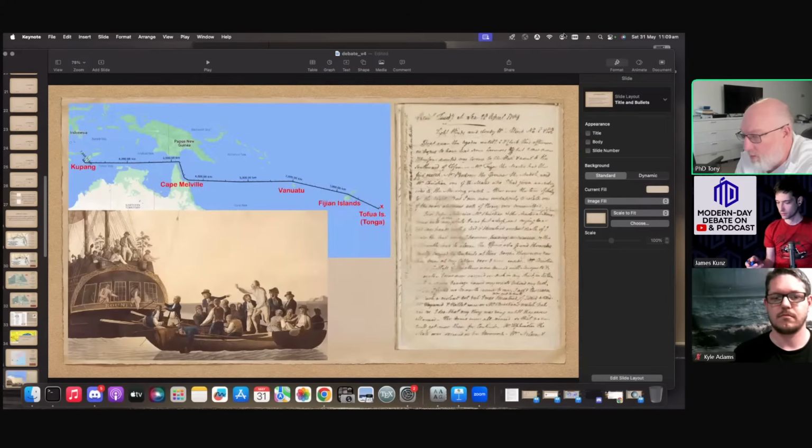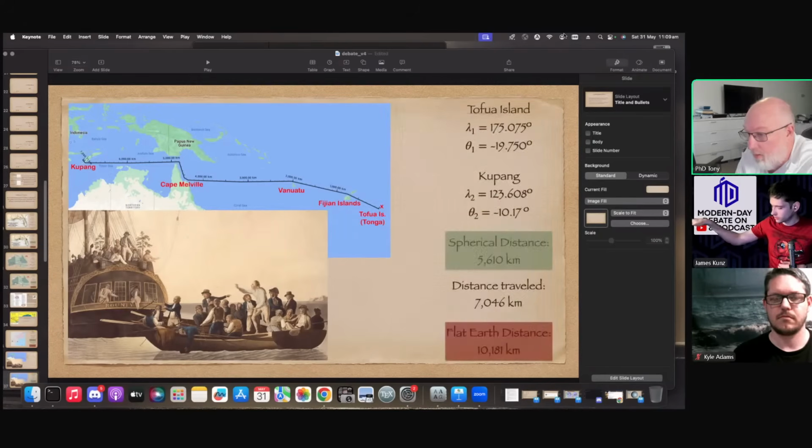We can go to sea voyages, like the famous voyage of Captain Bligh after the mutiny on the Bounty. The distance that he traveled was a total of 7,000 kilometers. The spherical distance between his starting point and his end point is, sorry, 5,600 kilometers. The flat Earth distance is 10,181 kilometers.